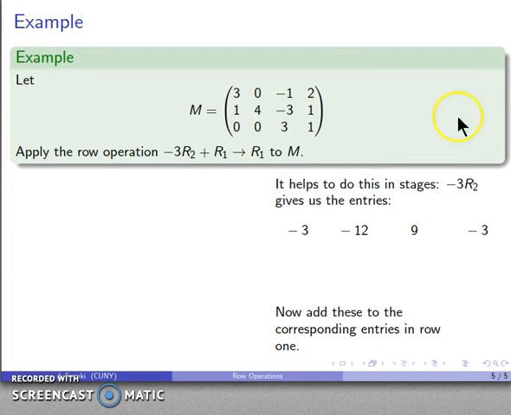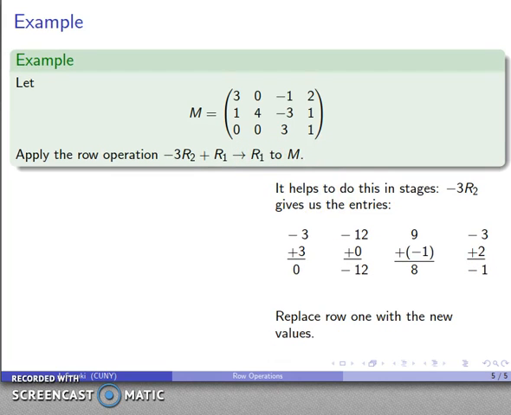I want to add the corresponding entries in row 1, so I'm going to add 3, 0, negative 1, and 2. And when I add those, I get 0, negative 12, 8, and negative 1. So here are my values, negative 3R2 plus R1, and I'm going to drop these into row 1. So again, row 1 changes, row 2 and row 3 don't, so I'm going to keep them, row 2, row 3, and then my new row 1 is 0, negative 12, 8, and negative 1.